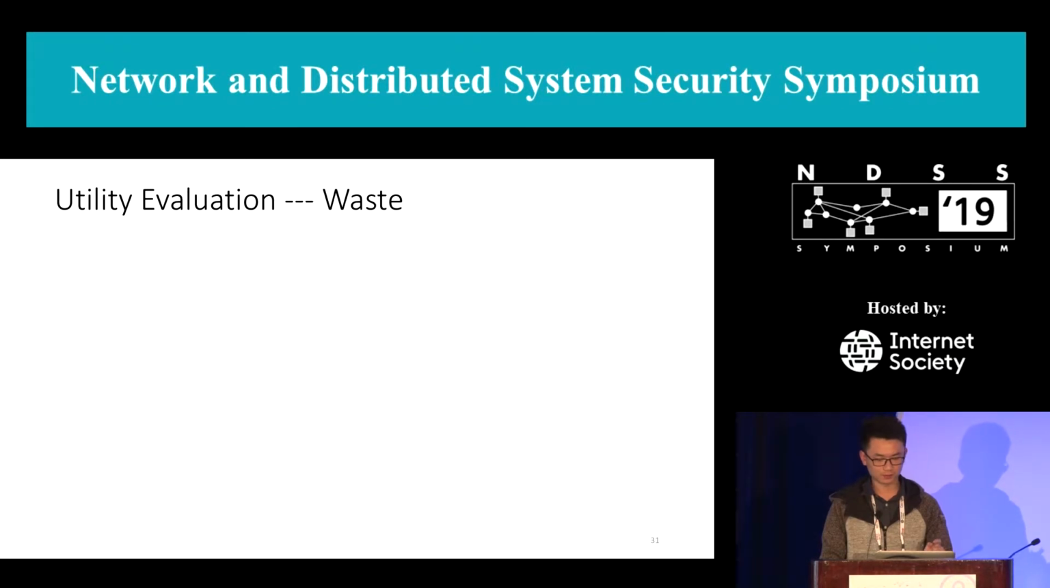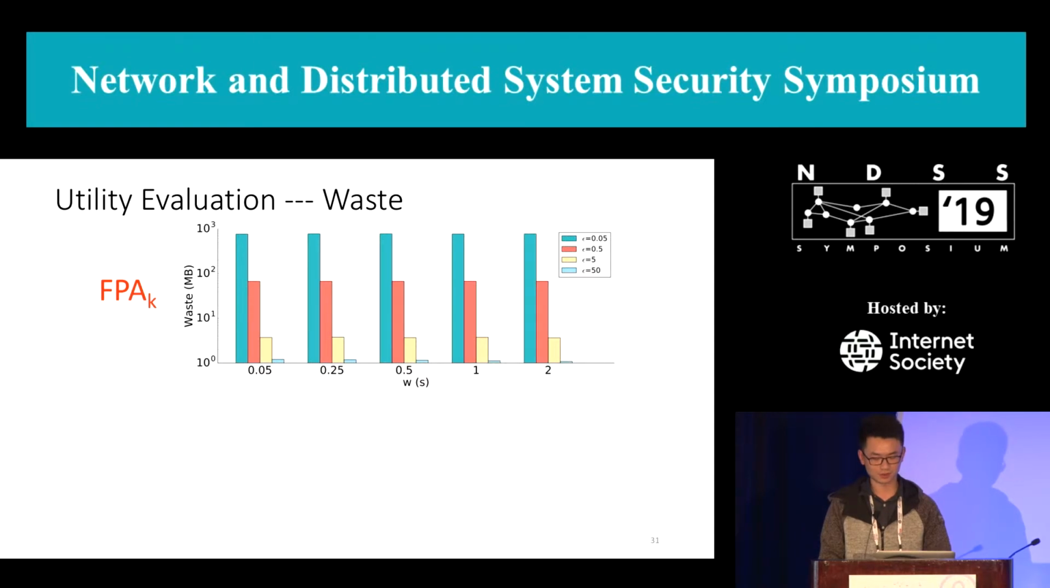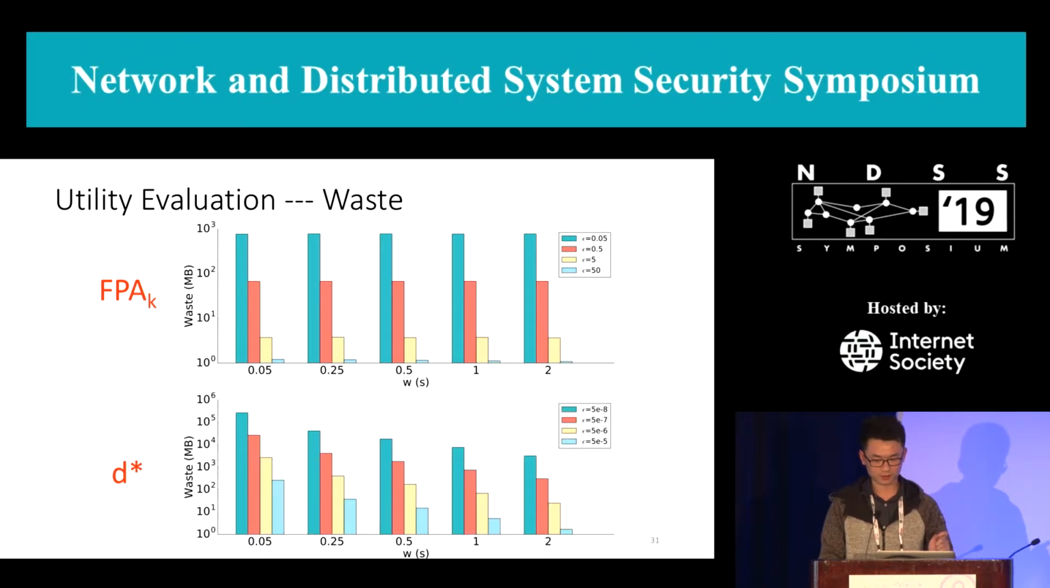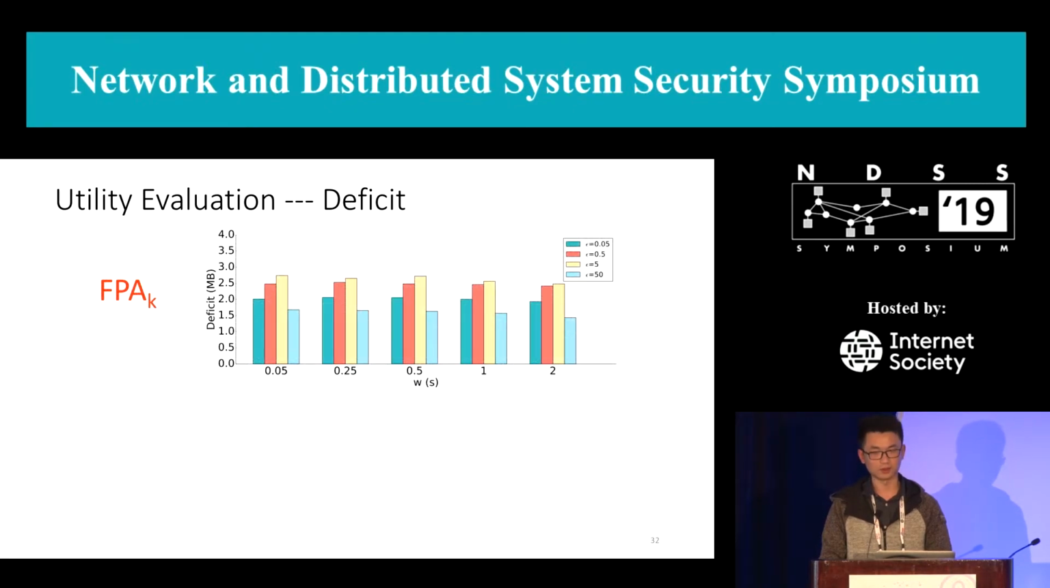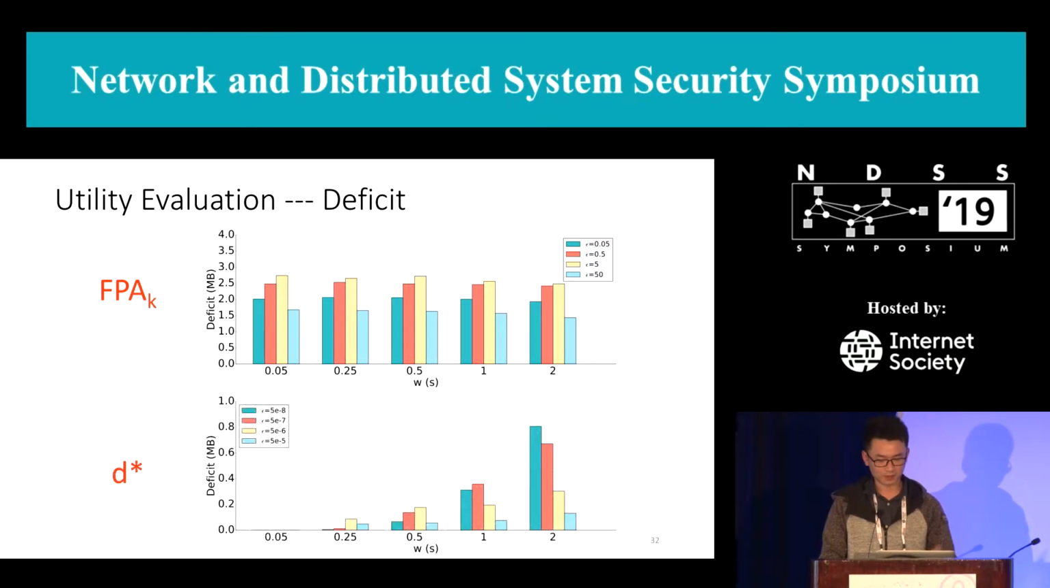So the utility of the two mechanisms was evaluated using the same set of W and epsilon values. According to the figures, the W did not affect the waste of the two methods, and epsilon was the major factor that affected the waste. However, the deficit metric followed a different trend. In FPA, deficit was less fluctuated when W and epsilon changed. For D star, changes in either W or epsilon will affect the deficit significantly.